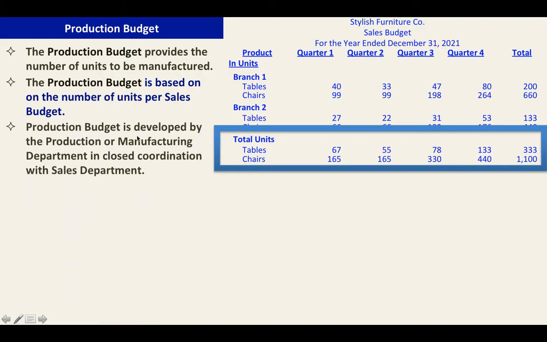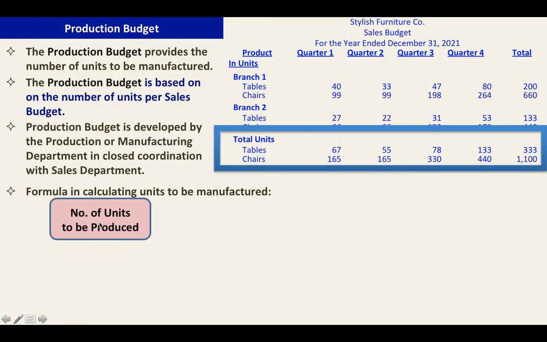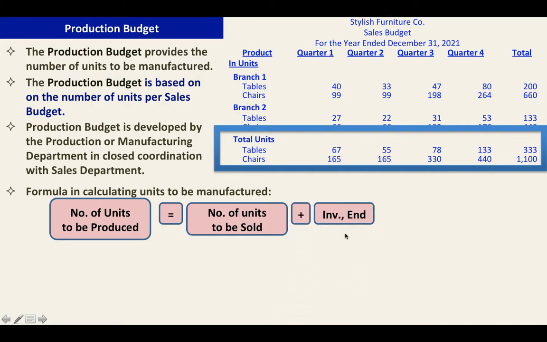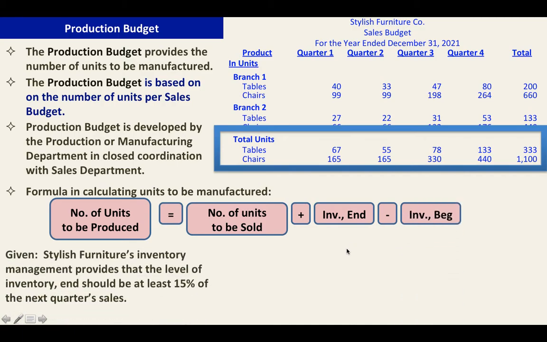The production budget is developed by the production or manufacturing department in close coordination with the sales department. So class, the formula in calculating units to be produced, as we have discussed, is: number of units to be produced is equivalent to number of units sold plus inventory end minus inventory beginning.